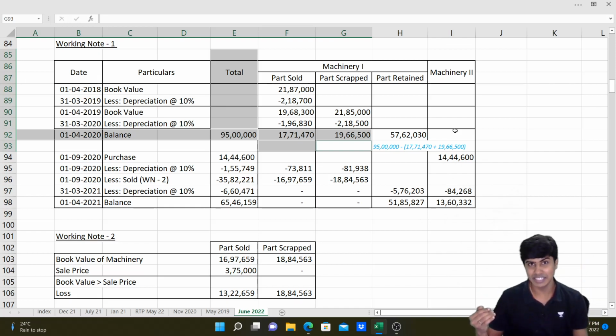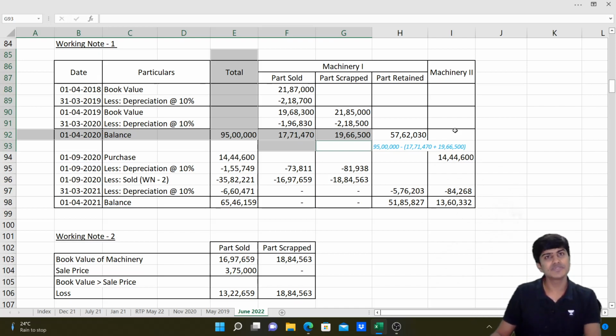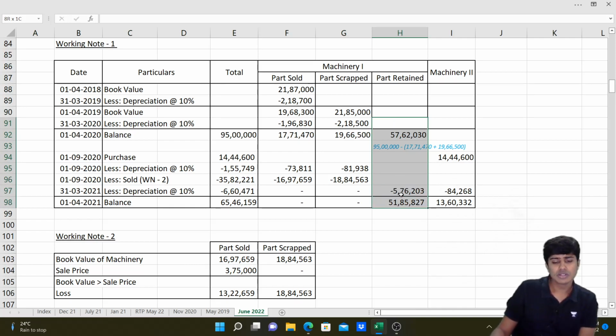That part of the asset is retained. That part retains value is 57,62,030. And this asset is retained till the end of the year. Nothing wrong. So I charge the entire year's depreciation and then take the balance to the subsequent year.